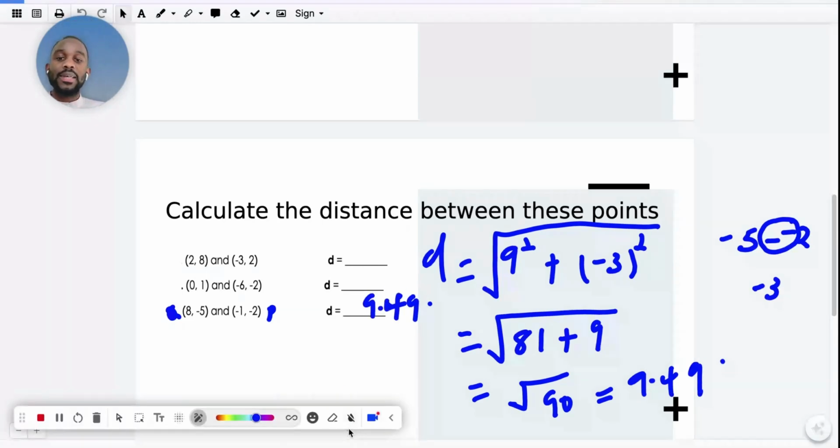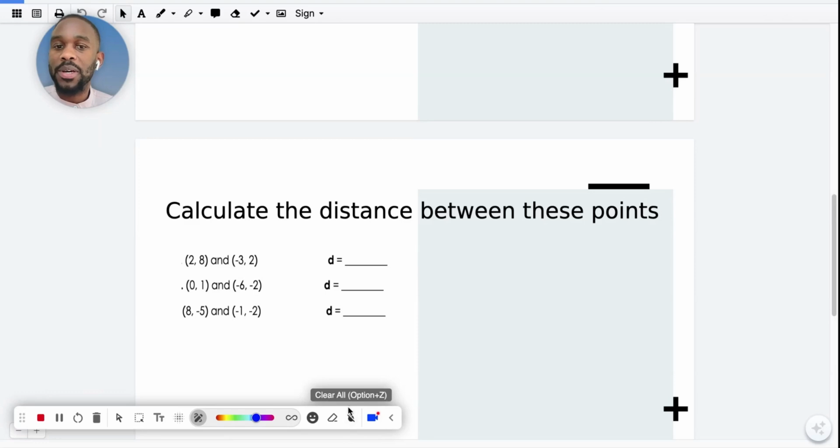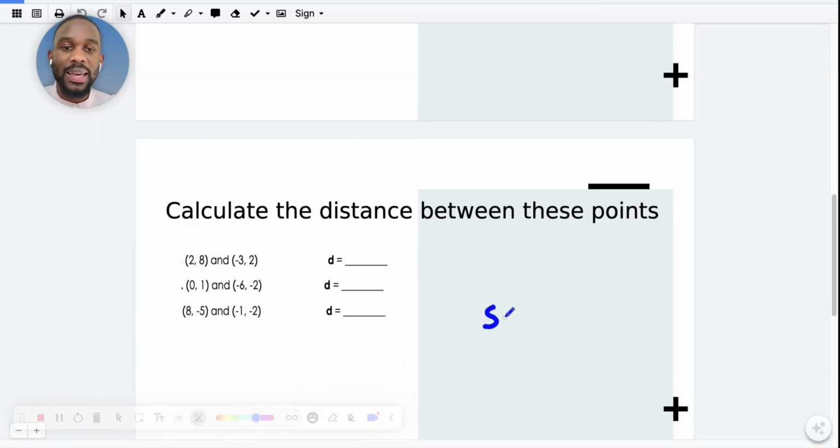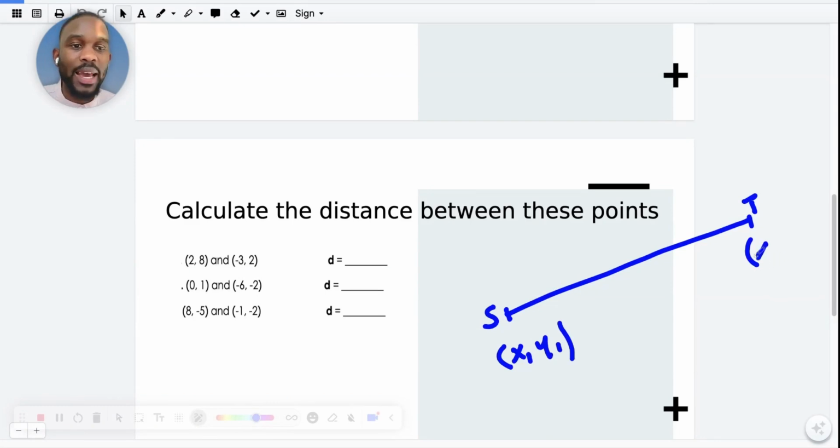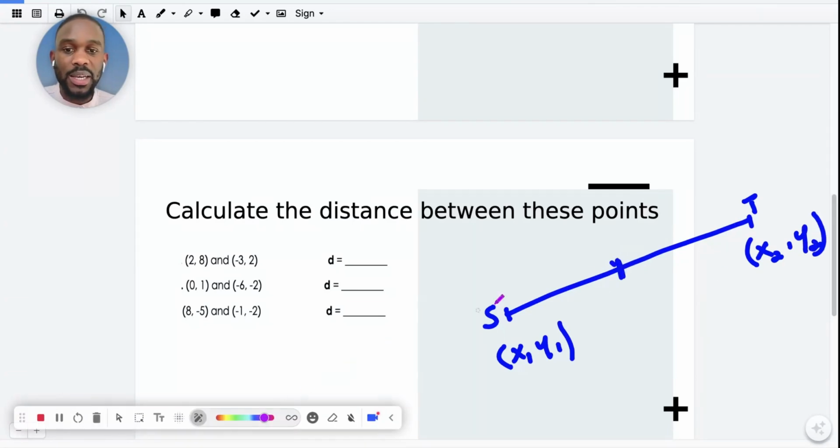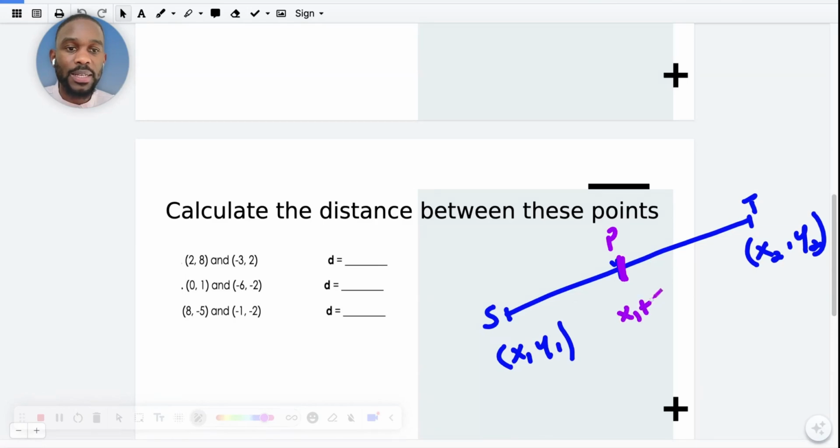All right, so after getting the distance between 2 points, the last thing we're going to look at is, what about the midpoint? What if I have a line ST, and I know the coordinates of T are x2, y2, and they want me to get the midpoint here. It's going to be easy. You just add the x's, so x1 plus x2 divided by 2, then add the y's, y1 plus y2 divided by 2. That will give you the midpoint.